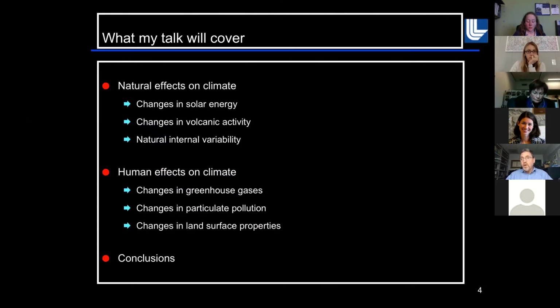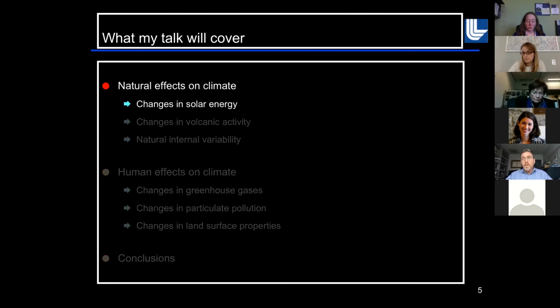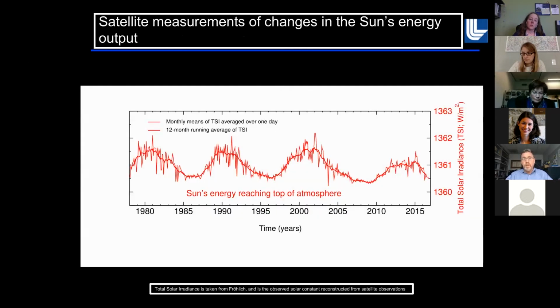So a key take-home message is all of this stuff is happening simultaneously, the natural factors and the human factors. Climate change isn't an either-or proposition, all human or all natural. It's some combination of all of these natural and human effects. And the challenge in my world is to separate them, is to try and tease out the individual effects on global temperature of each of these factors. Let's look at the sun first.